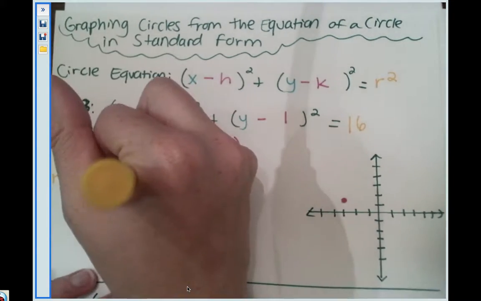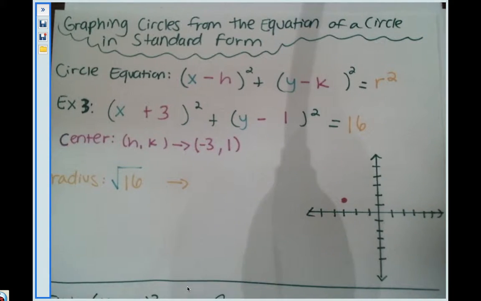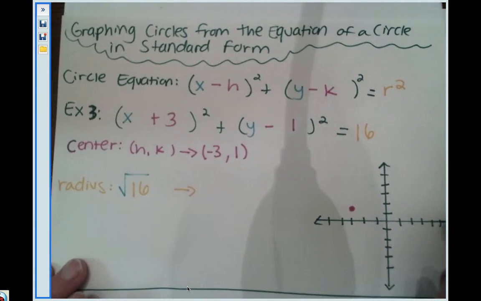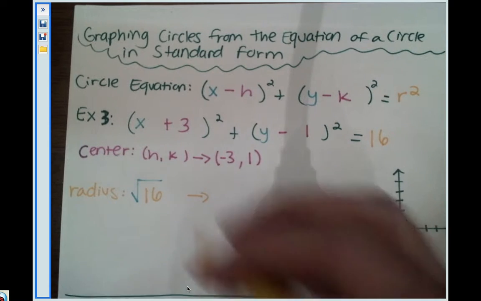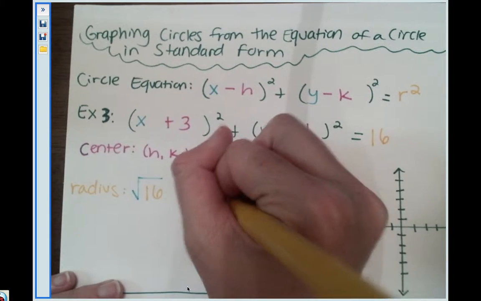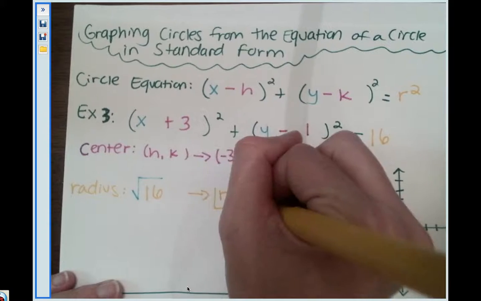So my radius is actually and secretly the square root of 16. So what is the square root of 16? What times what gives us 16? Oh man, it is 4. So the radius equals 4.